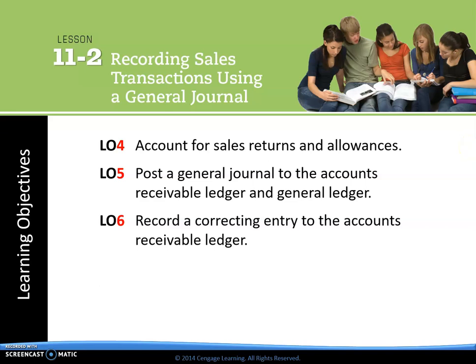11.2 is about recording sales transactions using a general journal. You have 3 objectives. You need to be able to account for sales returns and allowances. You need to be able to post a general journal to the accounts receivable ledger and general ledger. And you need to be able to record a correcting entry to the accounts receivable ledger.